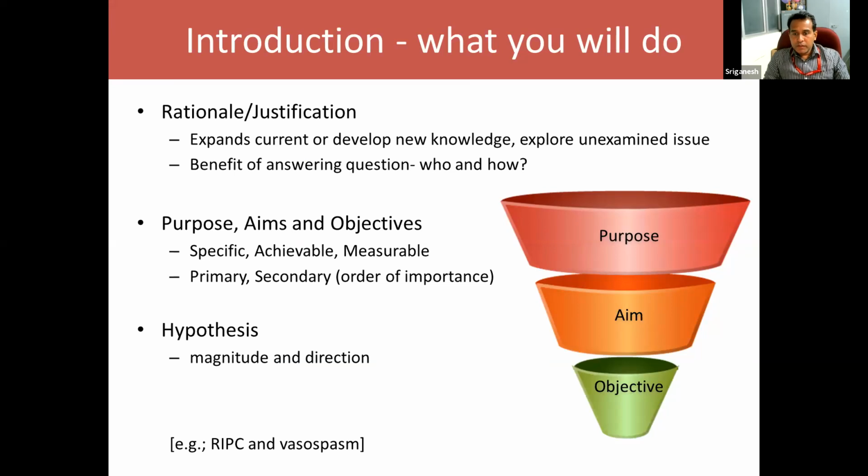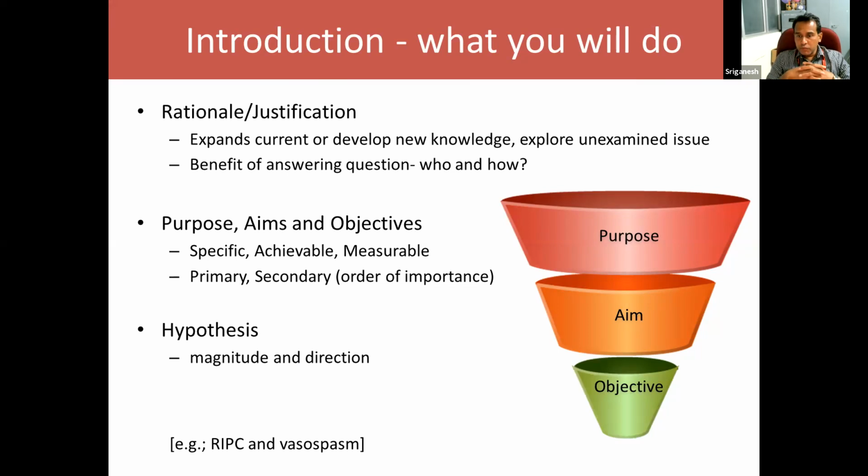So when you talk of purpose, it is to just inform whether the particular intervention is likely to help in this particular problem. Whereas the aim is comparatively more focused and the objectives are very specific. The objectives are to be measurable.